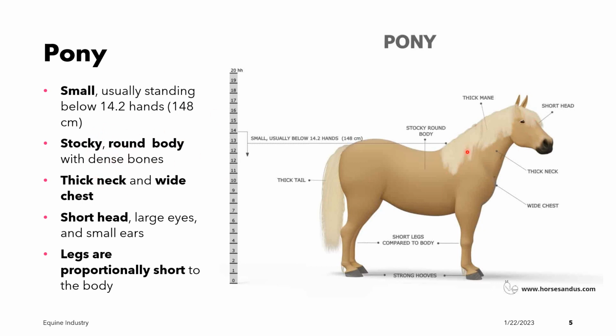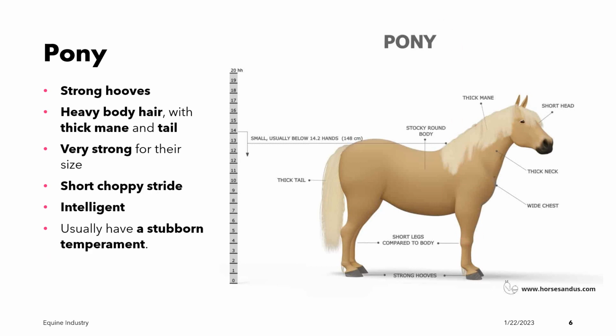In terms of the neck, the neck is thick and wide. It has a wider chest. The head is short. It has large eyes and relatively small ears. The legs are proportionally short compared to the body. The hooves of the ponies are relatively strong. In terms of body hair, particularly the mane, this part here is the mane, and here is the tail. They have heavy body hair with a thick mane and also a thick tail.